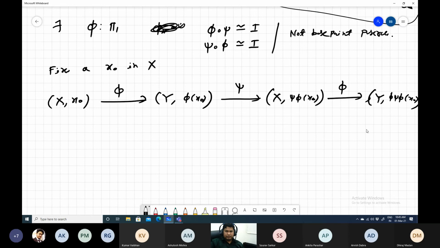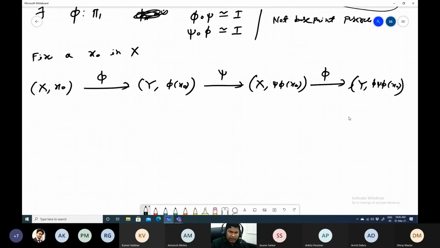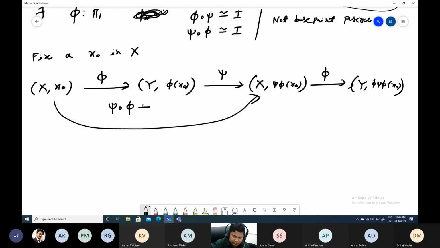And that means psi composed with phi, this to this, is homotopic to the identity. So identity means identity in X, right? Therefore, psi star composed with phi star. Now what is that? We proved that previously.